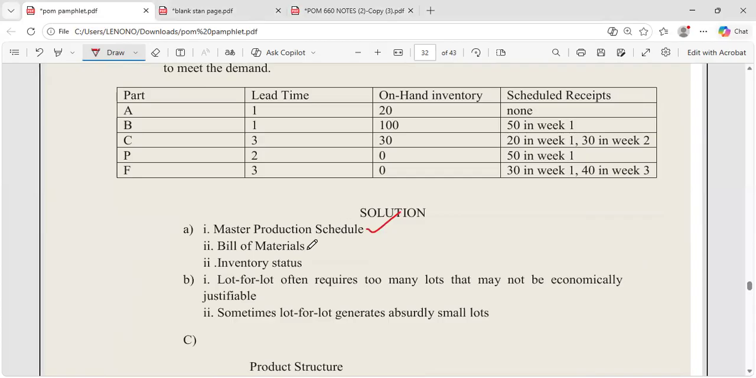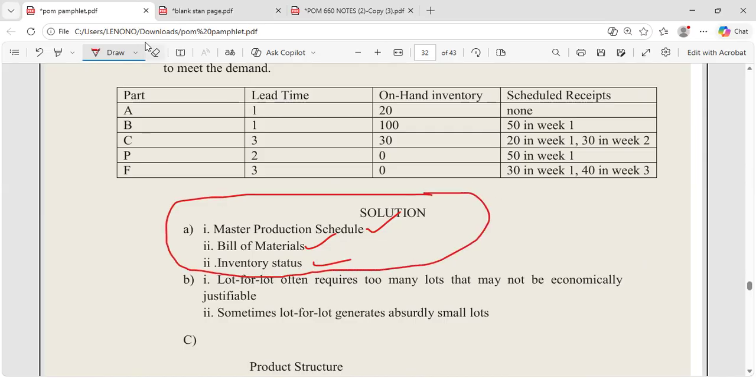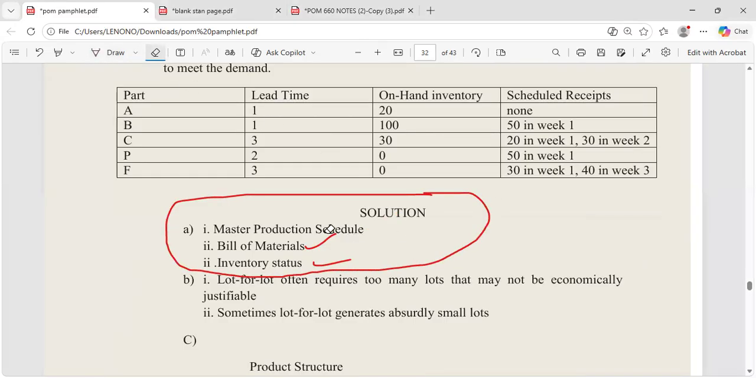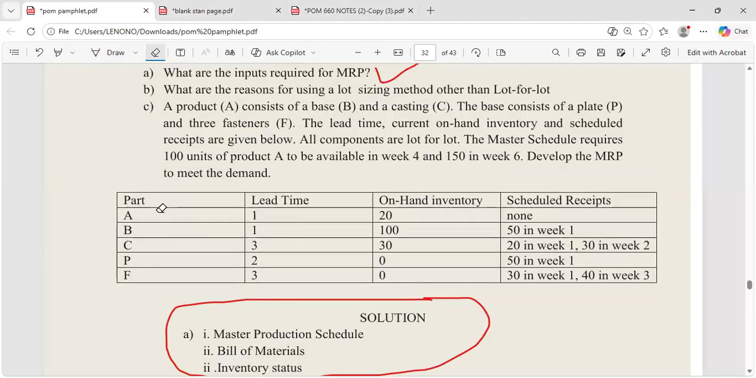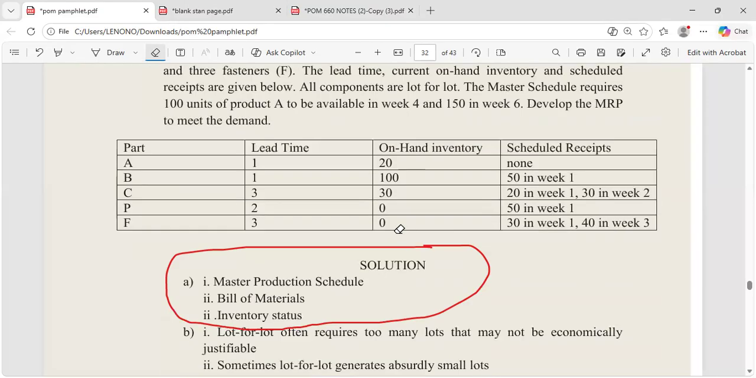The answer is this one. The bill of material, I gave these ones already. I explained the inventory file. So inventory file shows the on hand. So like an example, this is the inventory file. It shows the lead time, it shows the on hand, it shows the scheduled receipts. Okay, that's the inventory file. So the inputs there, the master schedule, bill of materials, and inventory file.